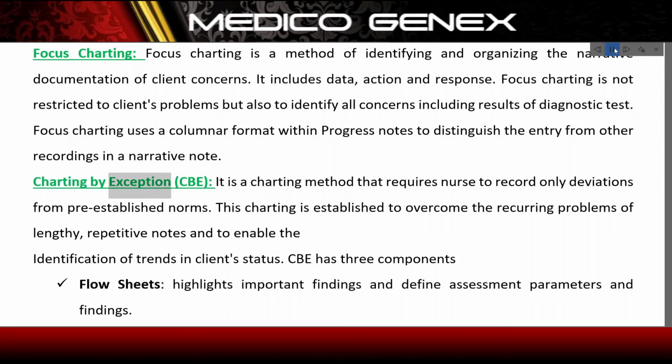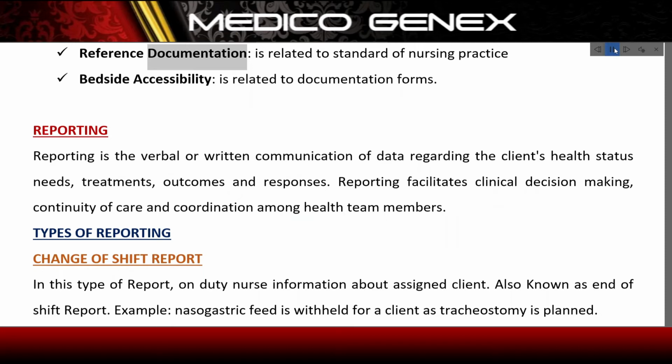Charting by exception, CBE. It is a charting method that requires the nurse to record only deviations from pre-established norms. This charting was established to overcome the recurring problems of lengthy, repetitive notes and to enable the identification of trends in the client's status. CBE has three components. Flow sheets highlight important findings and define assessment parameters and findings. Reference documentation is related to standards of nursing practice. Bedside accessibility is related to documentation forms.